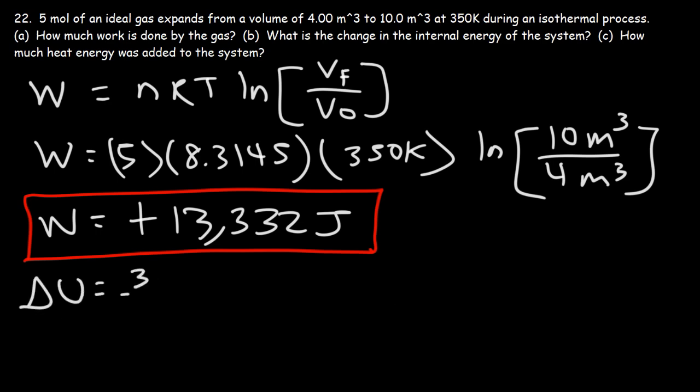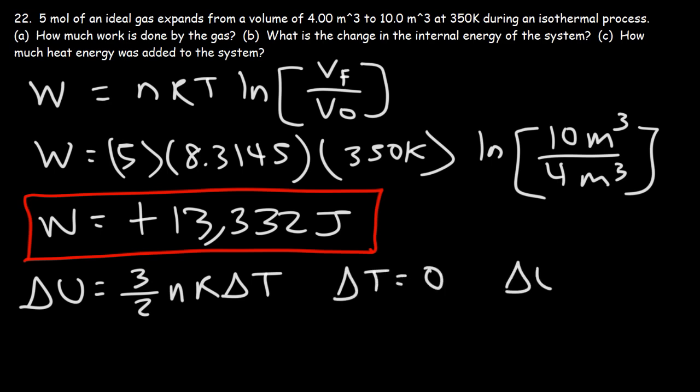Delta U is equal to 3/2 nR delta T. Now, during an isothermal process, delta T is 0, so delta U has to be 0. So this is the answer for part B. Now what about part C?